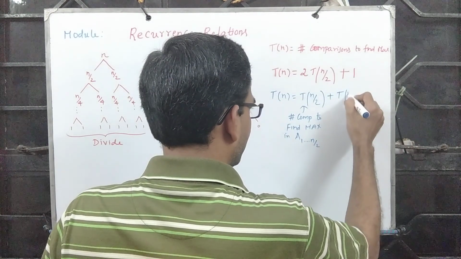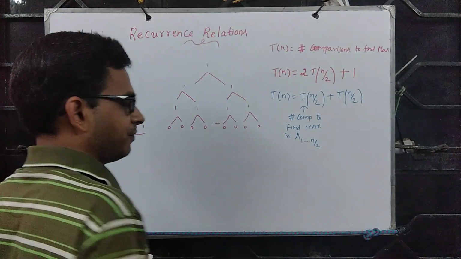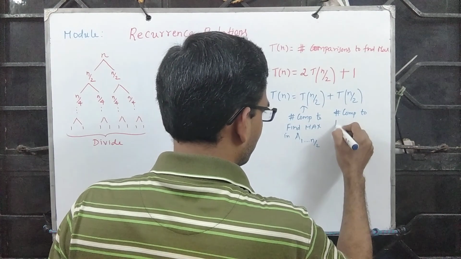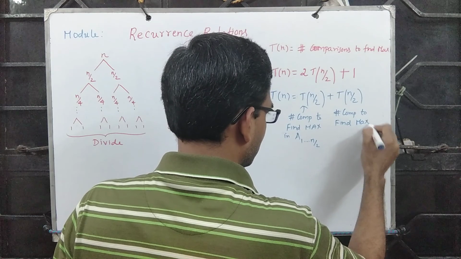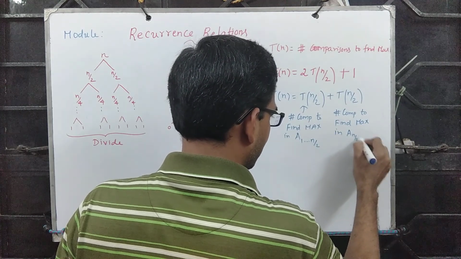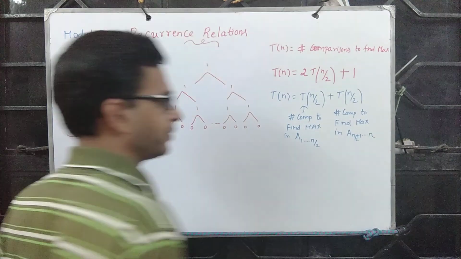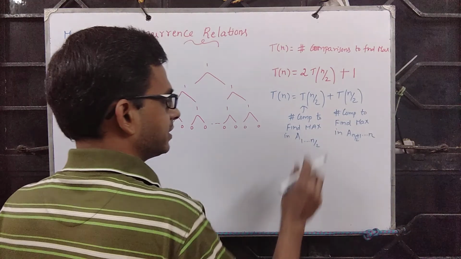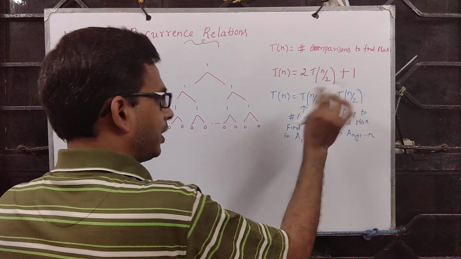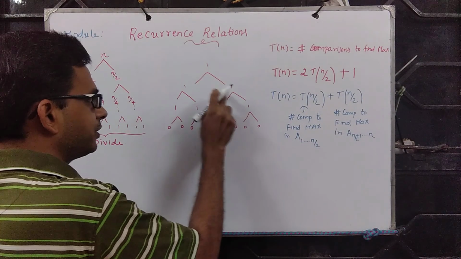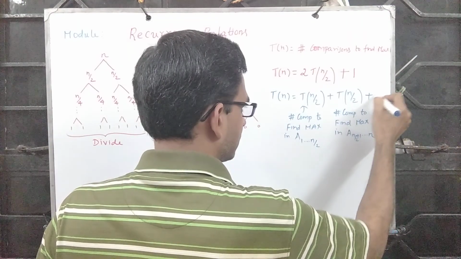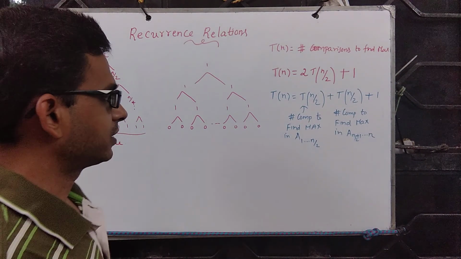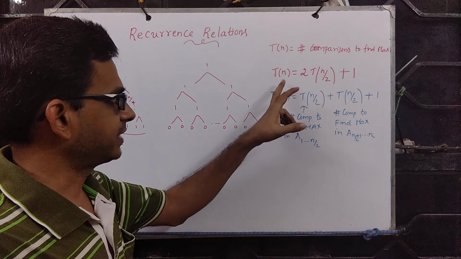Then we take the other half. We count the number of comparisons to find max in A of the second half of the array, n by 2 plus 1, so on up to n. So we incur some number of comparisons here, we incur some number of comparisons here, we add them. Along with that, we compare these two to output this. So which means that cost should also be added. So the total number of comparisons to output max using divide and conquer strategy is precisely this.